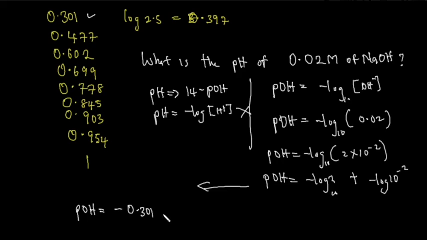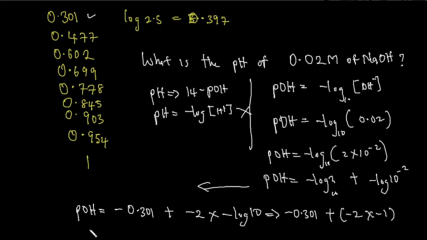Are you following? Plus, then bring this guy down. This will now become minus 2 times minus log 10. And what is this going to give us? This will now lead us to minus 0.301. You know, minus 2 times log 10 is 1 now. So minus 2 times minus 1. So our final answer for pOH will now be equals minus 0.301 plus 2.